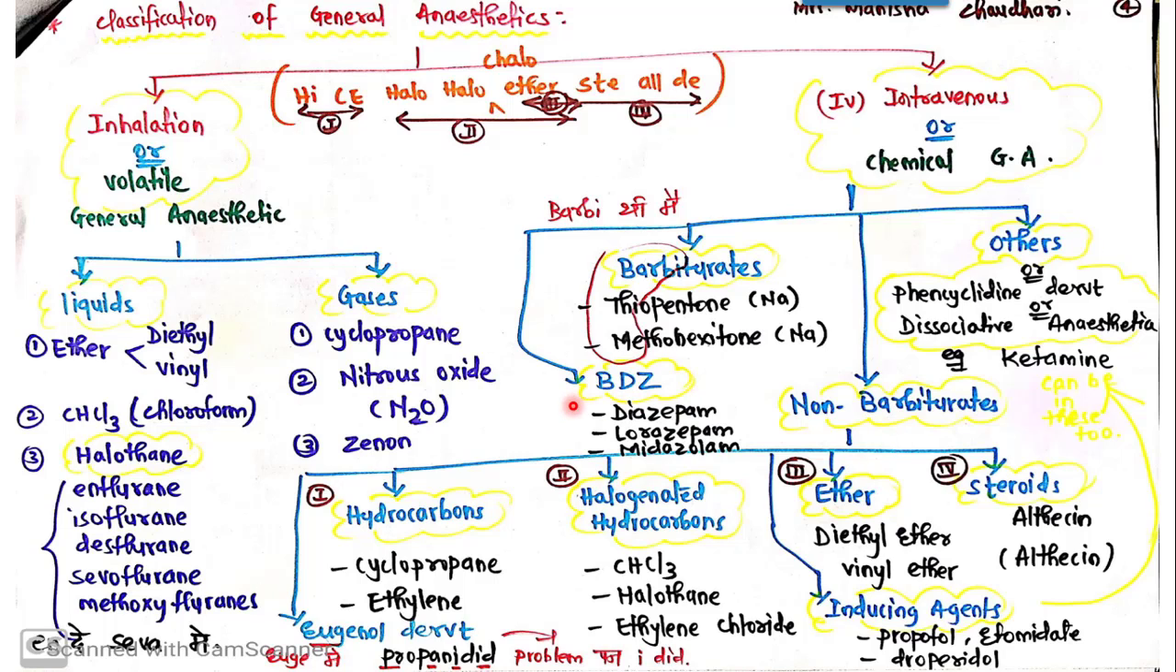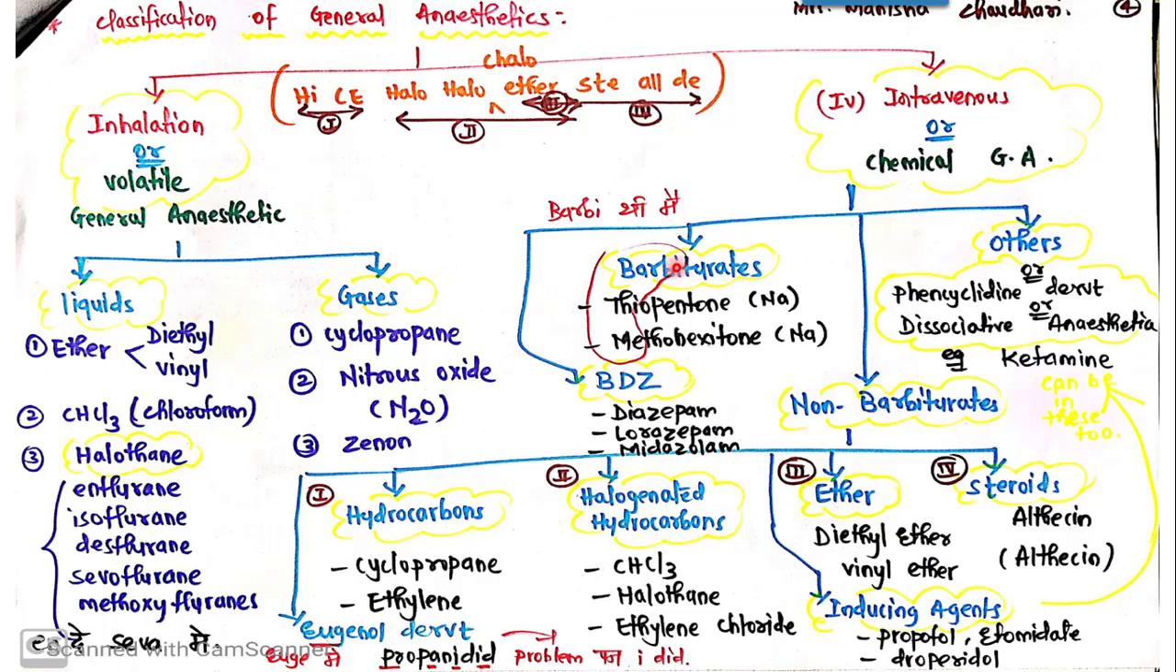So first is benzodiazepine, you have heard this word. Diazepine means 2-aza, so it is a 7-membered diazepine ring fused with a benzene ring. The examples from the general anesthetic point of view are diazepam, lorazepam, and midazolam.